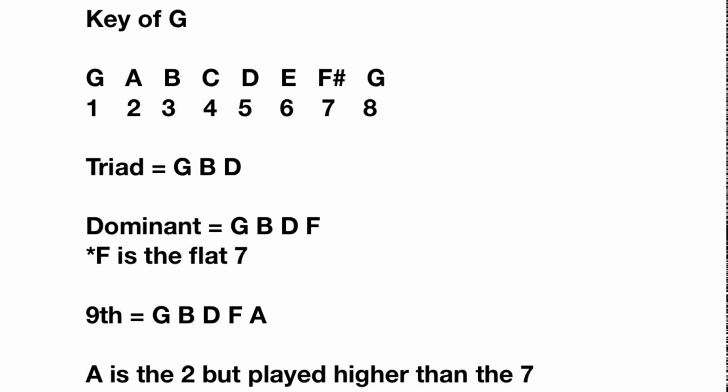Then if we want to make it a 9th chord, we have the G, B, D, F, and the A. The A is the 2 played above the octave because we've already included the 7th note in there. So just let that sink in. I'm going to go over it a couple more times.